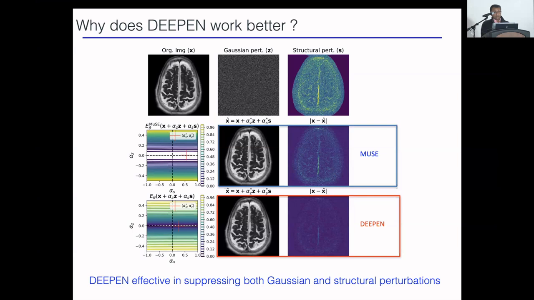And we see that with the MuSE method, the minimum is often far away from the image. When we are doing optimization, it will converge to the minimum, and that minimum is not equal to the original image. With the DEEPEN training, because it's seeing all those artifacts during training, it is able to remove the artifacts more effectively.